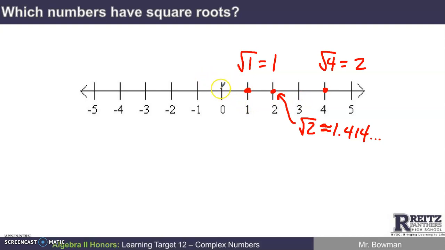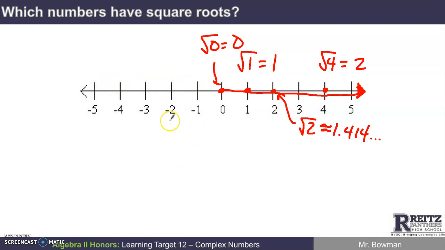If I were going to indicate on the number line which numbers have square roots that we know about before today, it would be anything that's positive or even 0, because the square root of 0 is 0. So anything from 0, including 0, to infinity, including irrational numbers and non-perfect-square integers, has square roots. But the numbers over here don't.